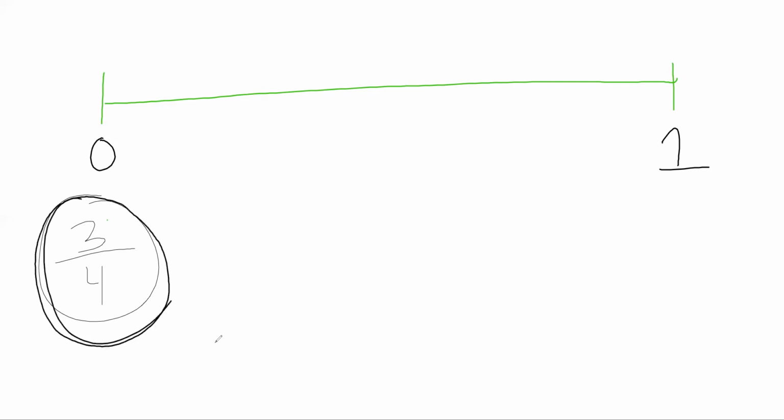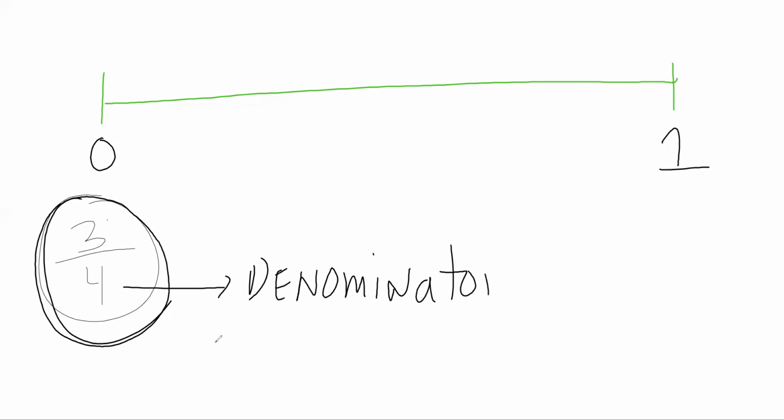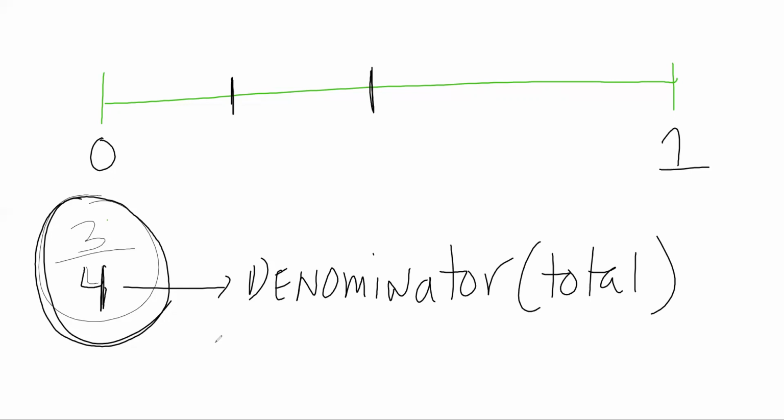So the denominator, the bottom number, talks about the total parts that we're cut into. So the number 1 in this case on the number line is going to be cut into 4 parts. So I'm going to do that. I'm going to cut it into 4 equal parts. And again, I want to show you where those parts are. You don't always do this when you draw your number line, but there's one part right there. And then here's the second part.